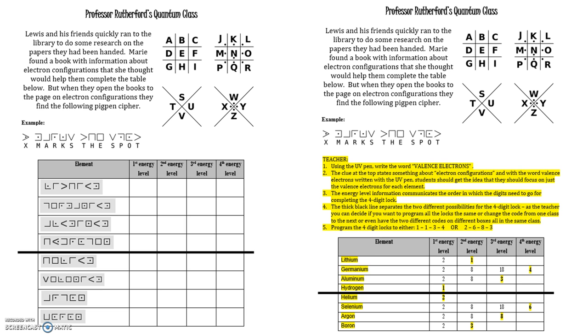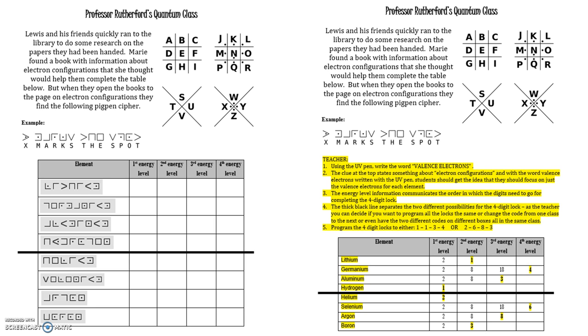The next clue is Professor Rutherford's quantum class. The students have to use a cipher. There's an example there for them to learn how to use the cipher. And they have to translate the elements, as seen on the left, written in the cipher, so that they spell out elements on the periodic table.